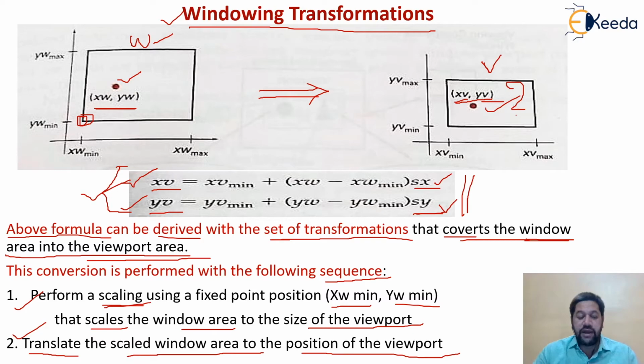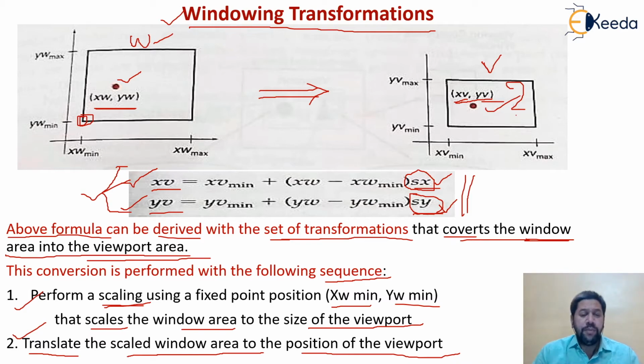So sy is again my scaling factor, and in the last slide we have seen the expected value of sx and sy, and how we calculated the value of sx and of sy, the formula for the same. So I consider this is all about the windowing transformation, and we are learning this windowing transformation.